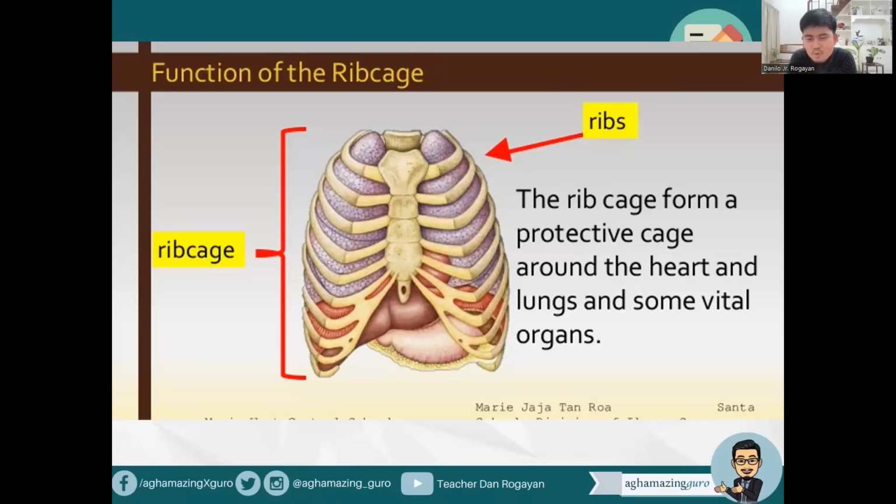Okay, longest bone. Longest bone in the human body. Longest bone is femur. That's correct. Saan ang femur? Sa thigh ninyo. Sa hita. Okay, iba-iba. Very good.